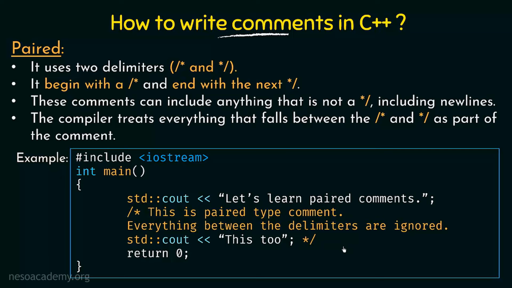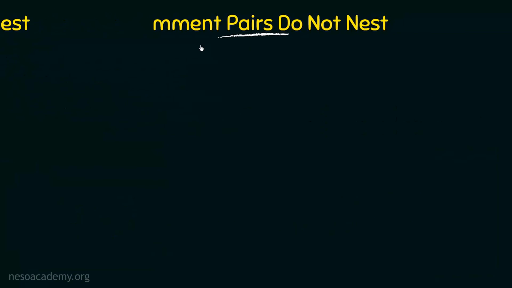Alright, so with that I hope you understood how to write paired comments. Now with respect to paired comments, there is one more thing that we need to keep in mind. That is, comment pairs do not nest. Now what do we mean by this?